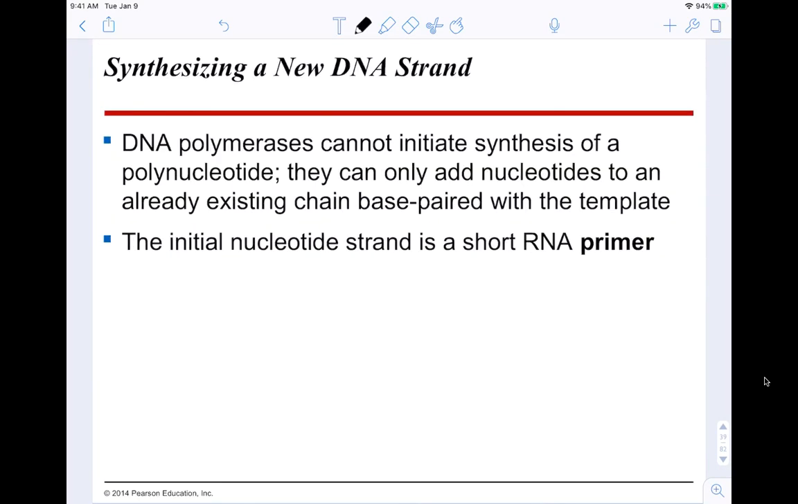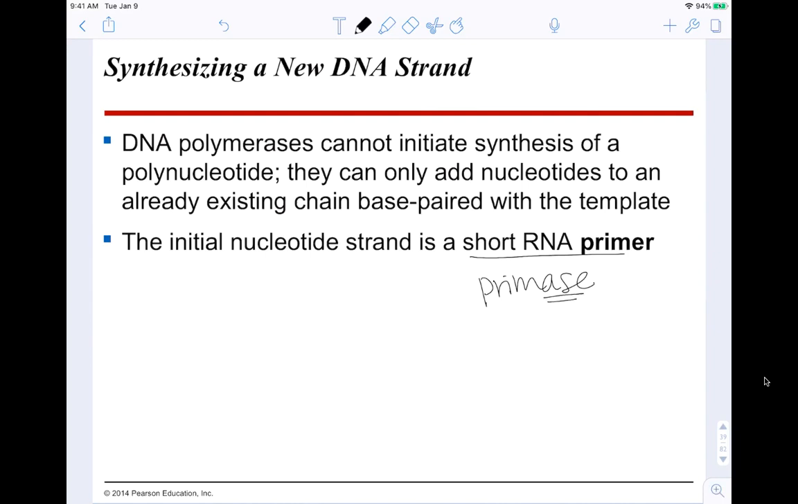So DNA polymerases cannot initiate synthesis of a polynucleotide, so of DNA. They can only add nucleotides to an already existing chain that's base pairing with the template. So basically that's why we have primase, which is that little red bubble in the picture we talked about a few minutes ago that laid down that RNA primer that was also red. So the initial nucleotide strand is a short RNA primer, and that is laid down by primase. It's an RNA primer laid down by primase.